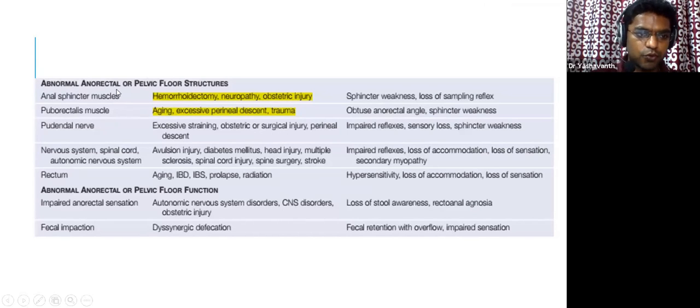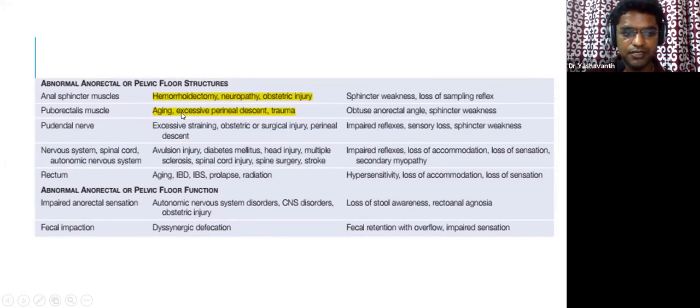So what are the causes? This is from Schlesinger. You just need to understand a few things. It can be divided into structural or functional causes. Functional means more of neurological. In the structural group, the patient may have undergone hemorrhoidectomy, or have neuropathy or obstetric injury. It is noted that in patients who undergo normal delivery, nearly 35% have injury of the sphincter. Often they might not be symptomatic.